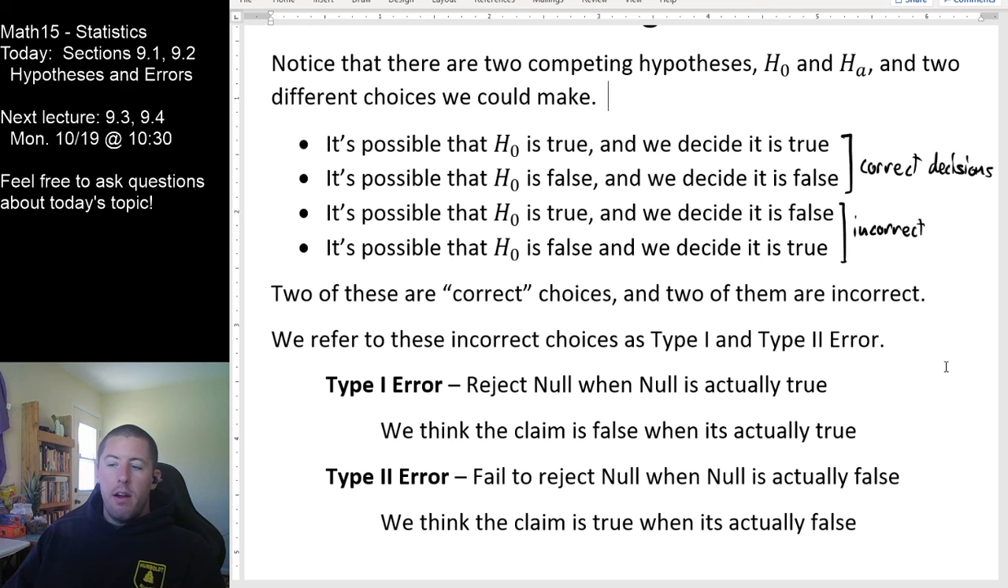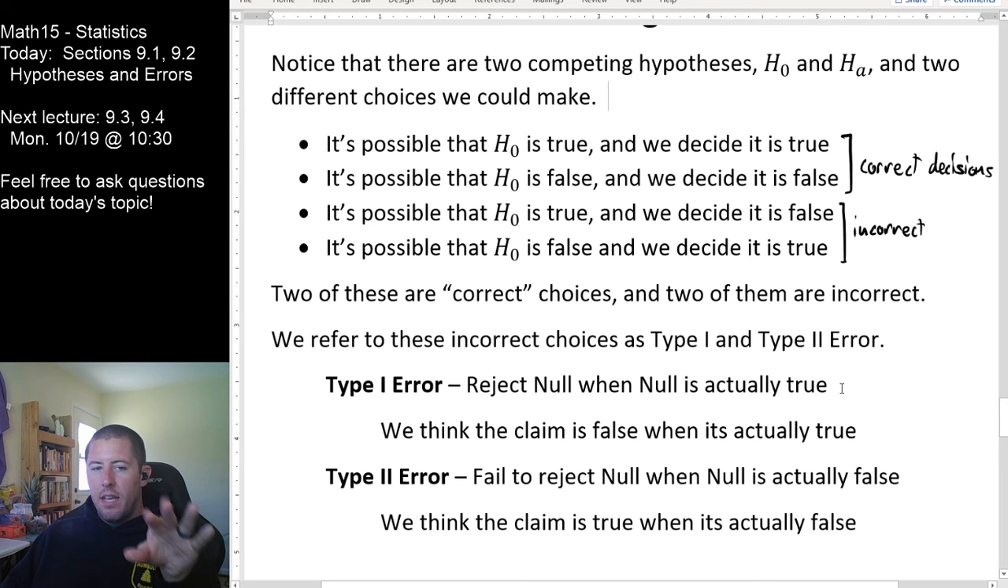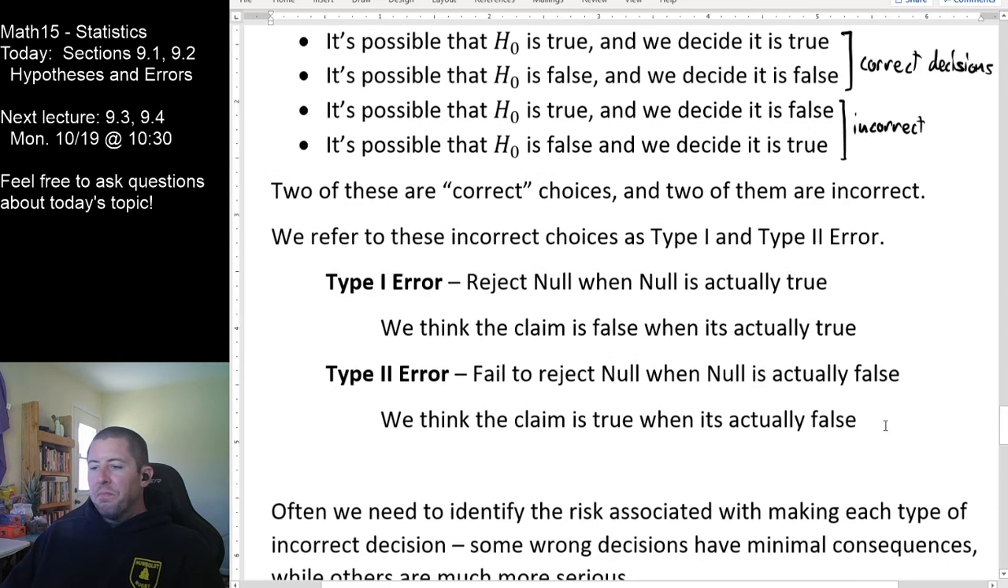On the other hand, type 2 error is the opposite. This is when we don't reject the null hypothesis, but we should have. If the null hypothesis is false, but we think that it's true, we think the claim is true when it's actually false. This is our type 2 error. So these are just opposites of each other here. Thinking something's true when it's false, thinking something's false when it's true. We might have to come back and reference this. I'm going to scroll back up and look at it in our examples to make sure that we actually get it straight.